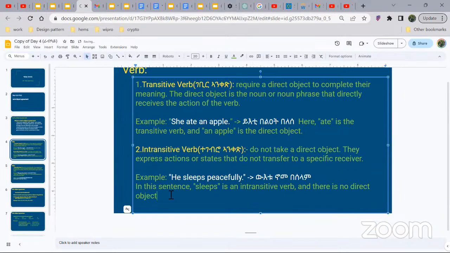This is intransitive, but a transitive verb, for example he killed, requires me to answer what is the object: he killed who? He brought what? Someone, something. What did he bring?